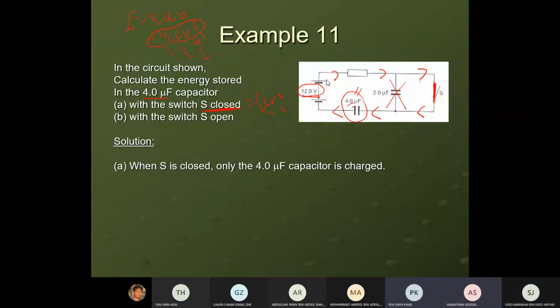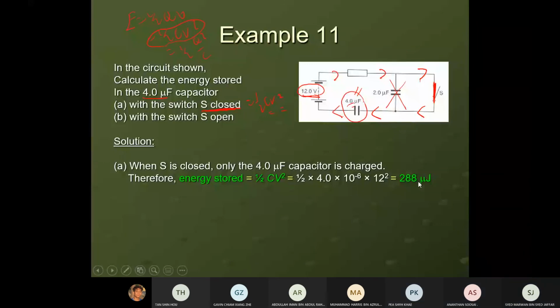Okay, that's the first one. As it's closed, the 4 microfarad capacitor is charged, and the energy stored is 288 microjoule. The C is 4, the V is 12 exactly.